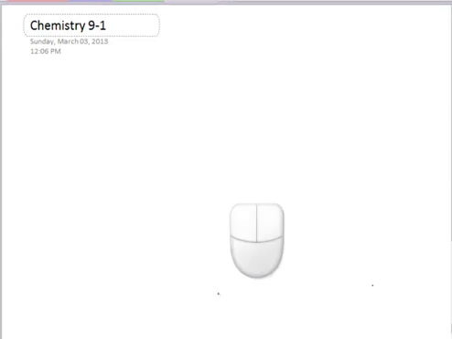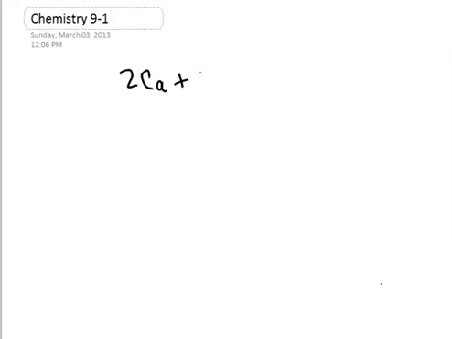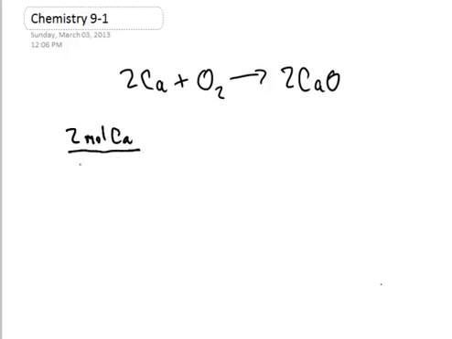And so if you look at an example, a sample problem might be the reaction between calcium and oxygen. Like this. Okay, so you can say that 2 moles of calcium will react with 1 mole of oxygen to produce 2 moles of calcium oxide. And we get that directly from the coefficients. You can also write this then as a mole ratio, and I'm going to write it like this: 2 moles calcium to 1 mole of oxygen.